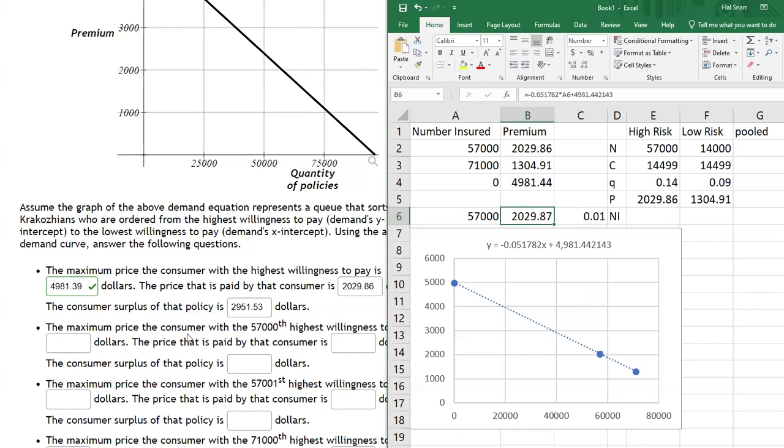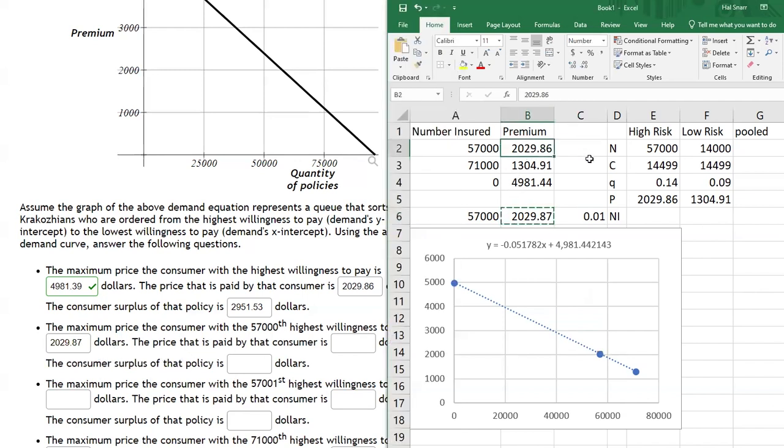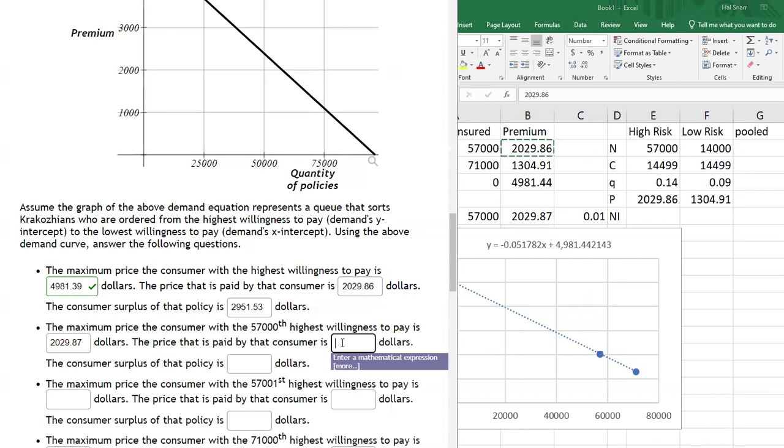So the maximum price to the consumer with the 57,000th highest willingness to pay is what? Well, that person's willing to pay that amount. They only have to pay that amount. And the difference in the two is 1 penny. The marginal consumer has 1 penny in consumer surplus. Now, policies are rounded to the nearest dollar. The consumer surplus can be zero.